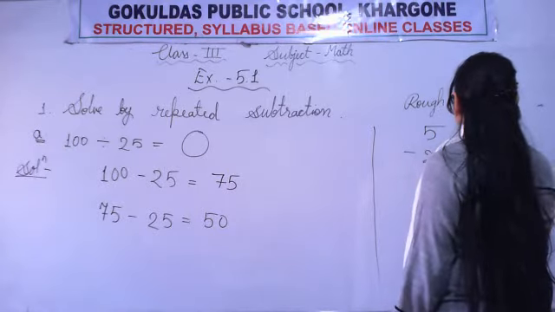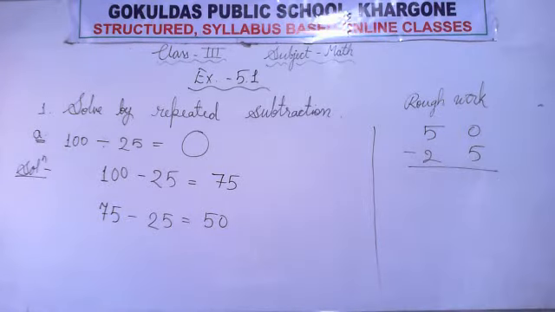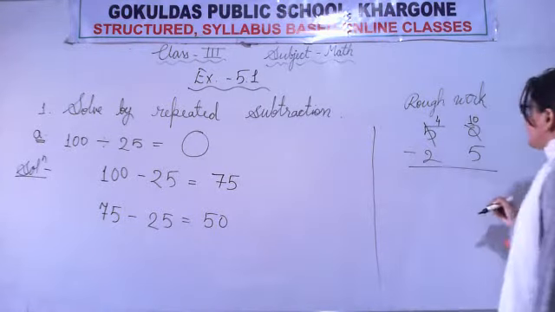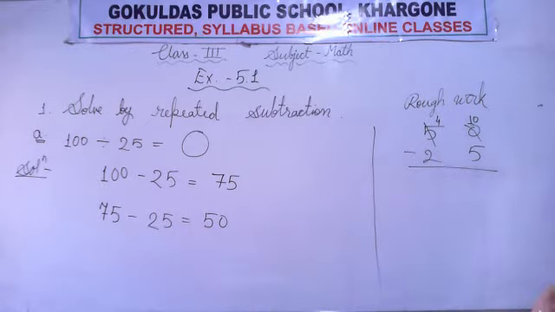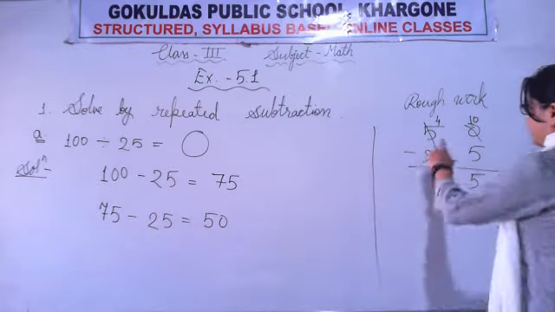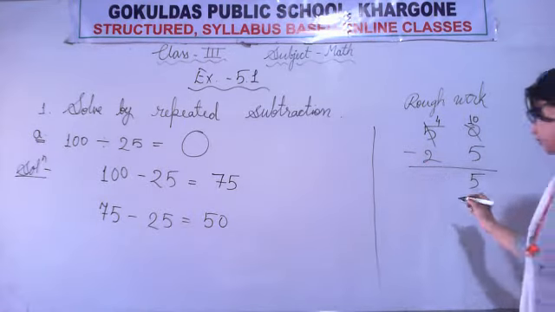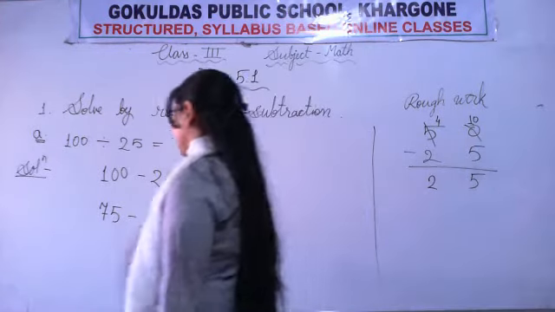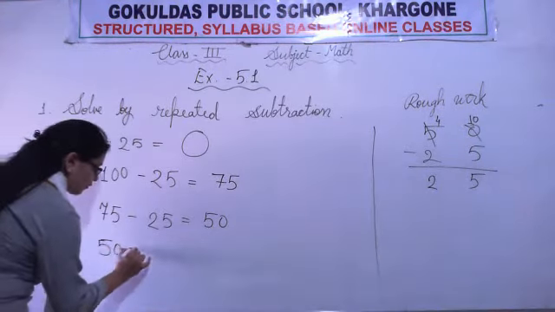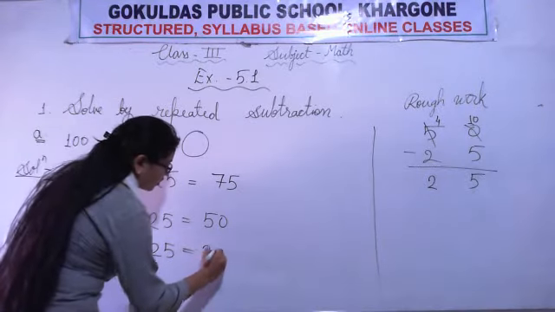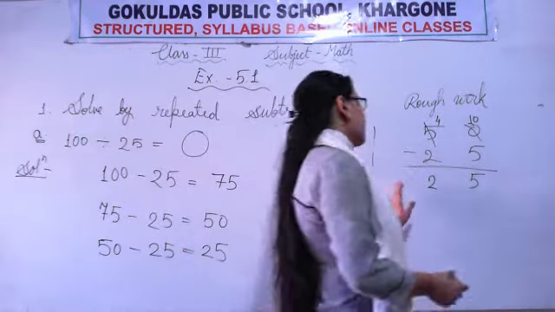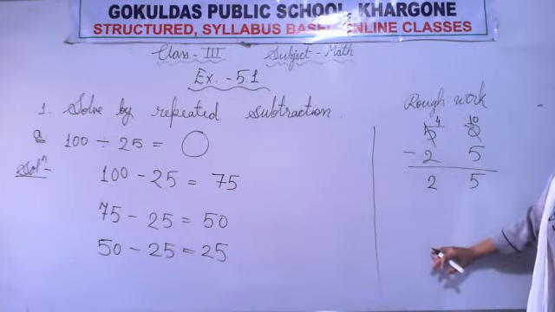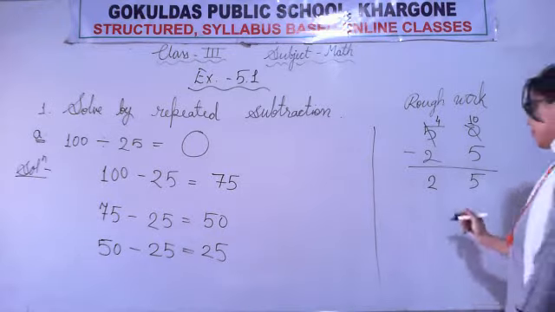Okay students. Now we'll subtract 25 from 50. Minus 25. 0 minus 5 we cannot do, so we will borrow. This 5 will become 4 and this 0 will become 10. So 10 minus 5 is 5 and 4 minus 2 is 2. We will write 2. So 50 minus 25 is 25. Now we are not at 0 yet. So we'll stop where we get 0 as the answer.